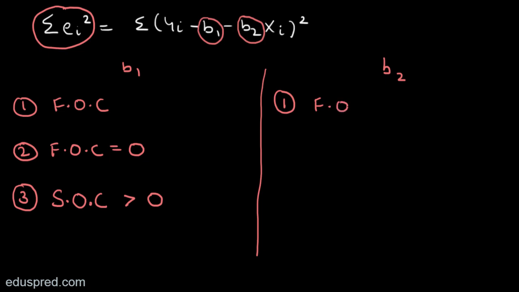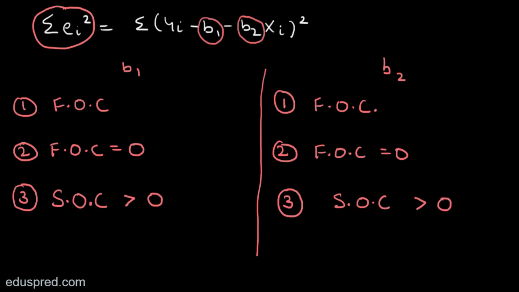So for B2, we will have to find the first order condition, which we can find by partially differentiating this expression with respect to B2. And once we have the first order condition, we will put it equal to 0, and this will give us the value of B2, which we can call B2 star or B2 OLS, whatever you want to call it. And then because we are minimizing the expression, we have to make sure that the second order condition is satisfied. That is, the second order derivative is greater than 0. So these are the steps that we have to follow.